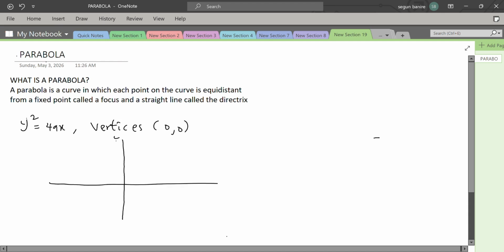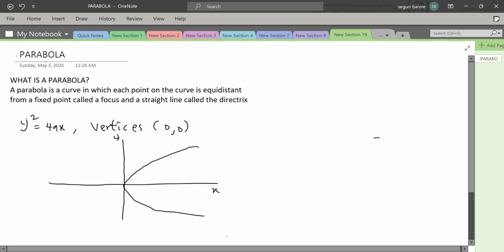So this is our y axis, this is our x axis. This is y squared equals 4ax. This is a parabola whose vertex is lying on the horizontal axis. So it's something like this. It opens along the x-axis because it is the y that is being squared. So this is how it opens.